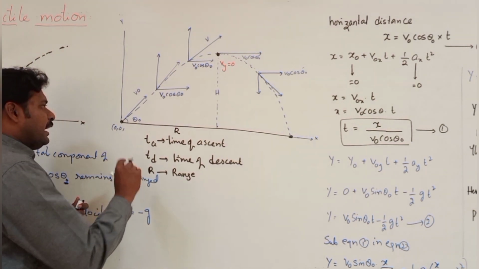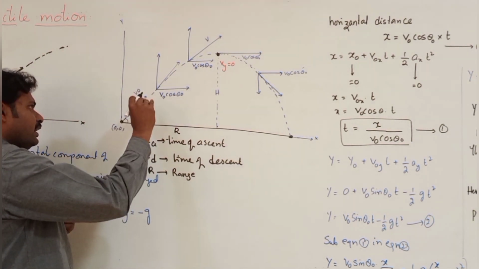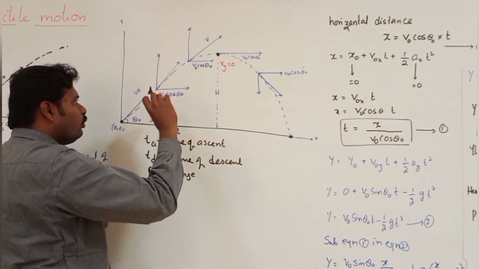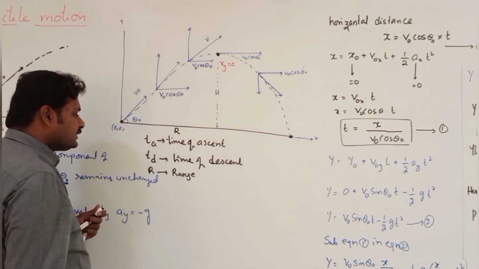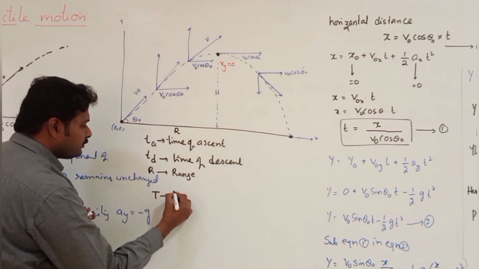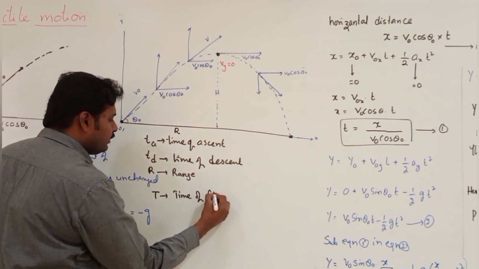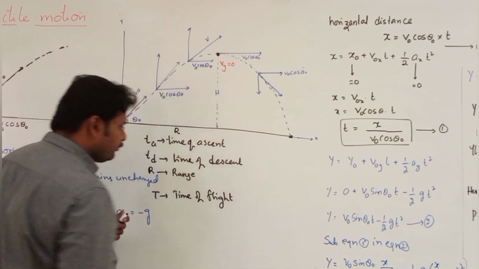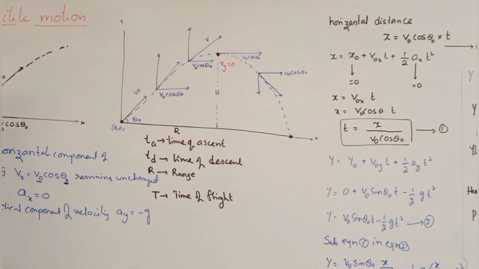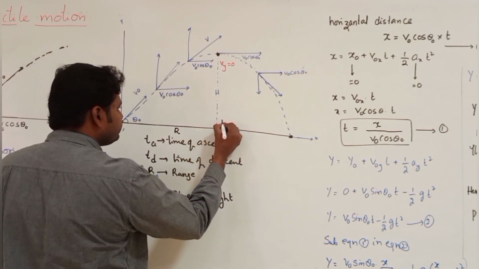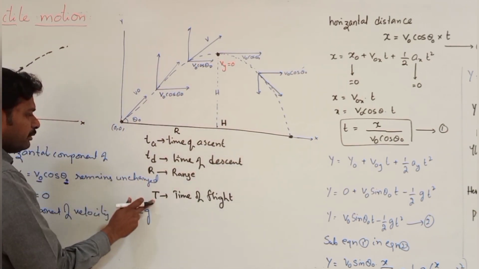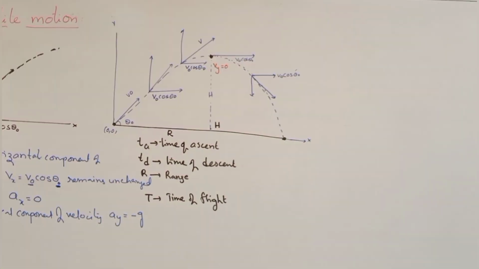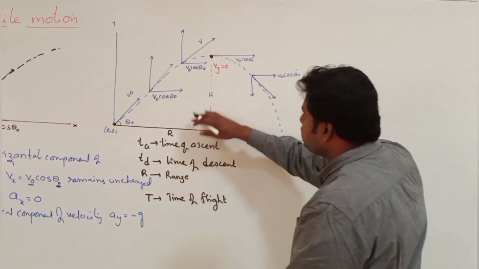What is the total time that has been there in the air? A projectile like a ball has been thrown. How much time, how much duration, how long is it present in the air? That is called the time of flight. So the amount of time that is present in the air is called time of flight. So H is there, TA, TD, range, time of flight. We will extract these relations from the derivations. Okay. Now time of ascent or time of reaching maximum height.